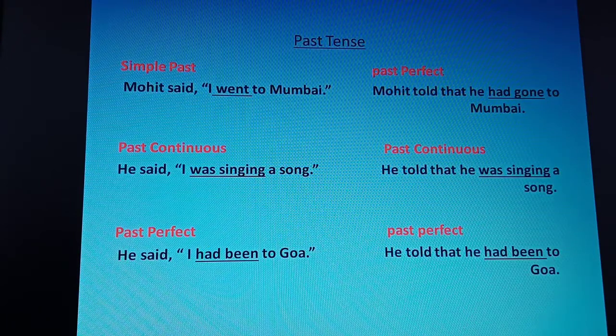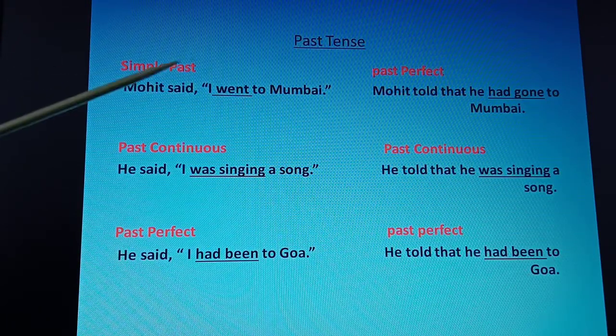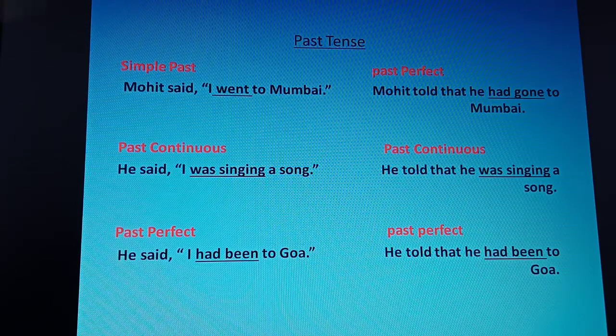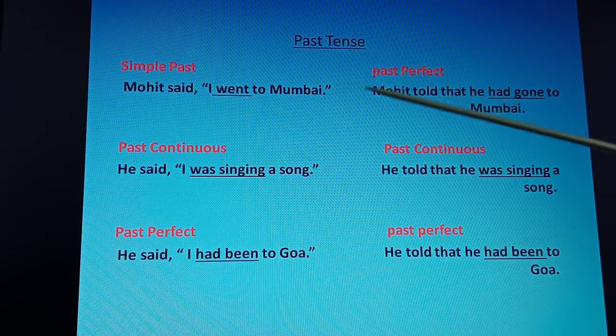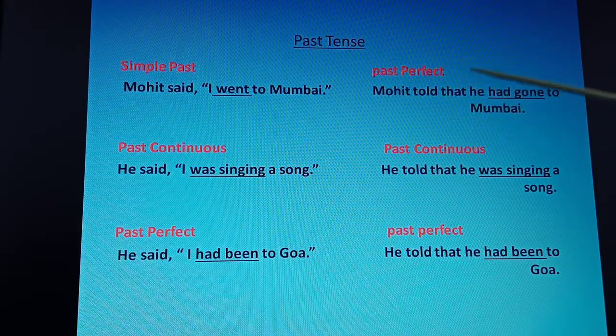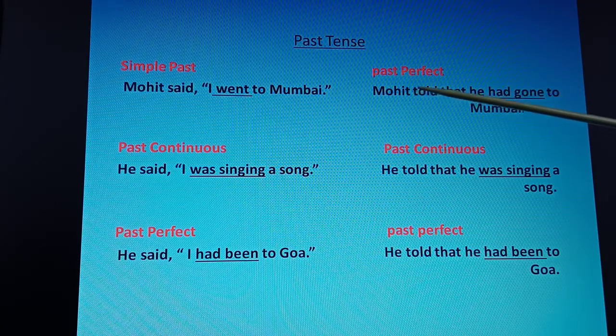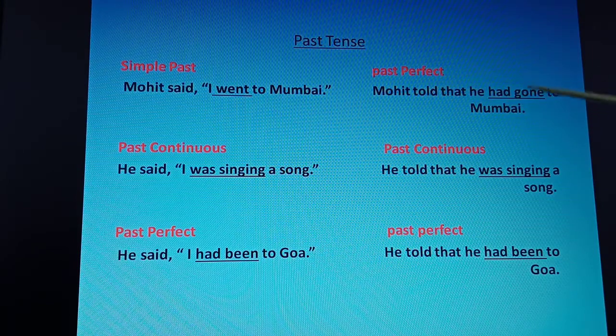Same thing, past tense. Now, let us see. Past tense, simple past will change into past perfect. Mohit said, "I went to Mumbai" is a simple past. Okay, I went to Mumbai, comma, inverted comma. Past perfect would be Mohit told that he had gone to Mumbai. Had gone. I went is a simple past. Had gone is the past perfect.